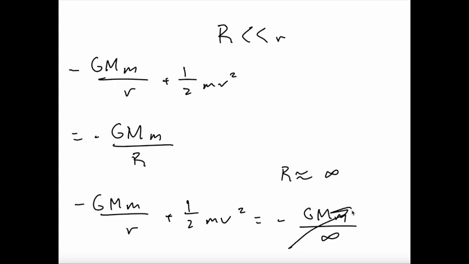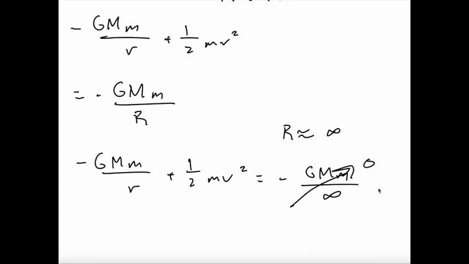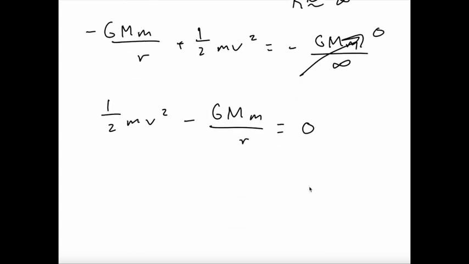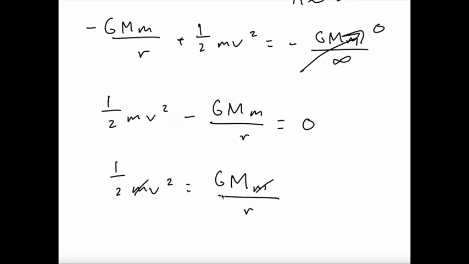So then that means this goes to 0. So now we have half mv squared minus G M M over R equals 0, right? Or half mv squared equals G M, I can learn to write. Yeah, alright. So now everything looks simpler.